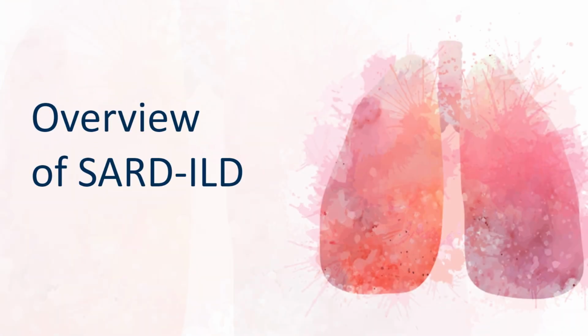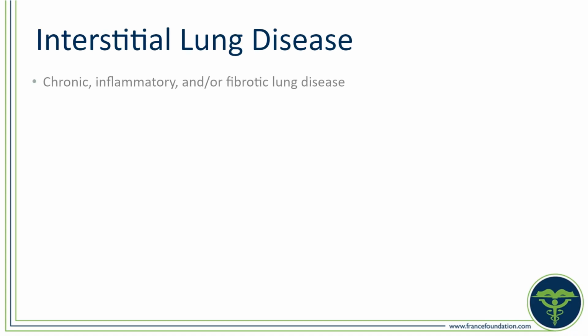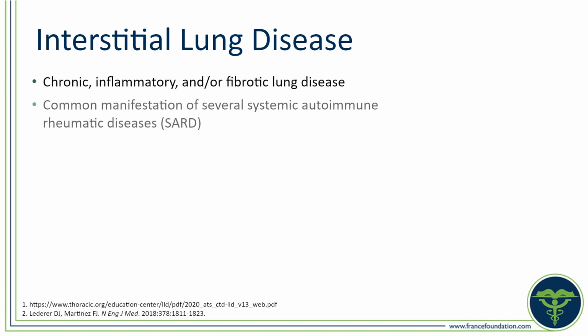Now let's start with an overview of systemic autoimmune rheumatic disease-associated interstitial lung disease. Now, interstitial lung disease is a chronic, inflammatory, and fibrotic lung disease. This is a common manifestation that occurs in patients with systemic autoimmune rheumatic diseases. Some of the key words in this are that this is a chronic disease. Unlike other types of lung disease, viral or bacterial pneumonia, once interstitial lung disease is present, it does not typically resolve. This is something that will be with the patient the rest of their life.